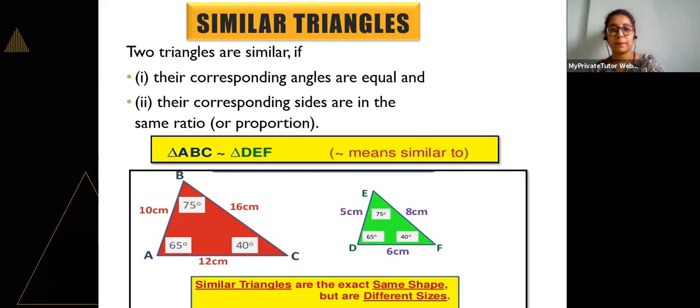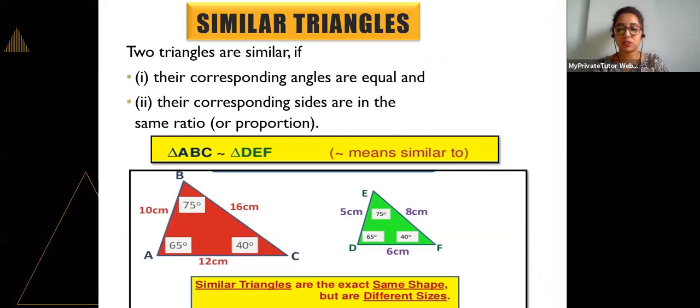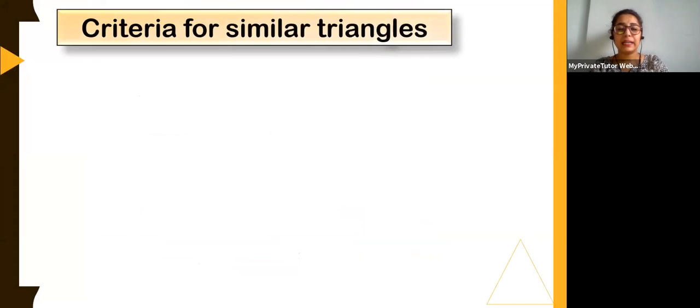Okay. So let's get into the criteria for similar triangles. Now, what is the criteria for similar triangles? If you talk about any theme party, they have some criteria. Theme party means there will be some theme. It can be Halloween. So what does a Halloween party mean? That you all have to get dressed for Halloween, correct? Similar to that, we have criteria for similar triangles.